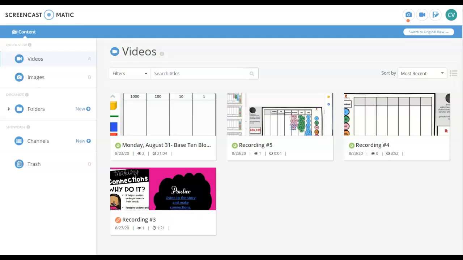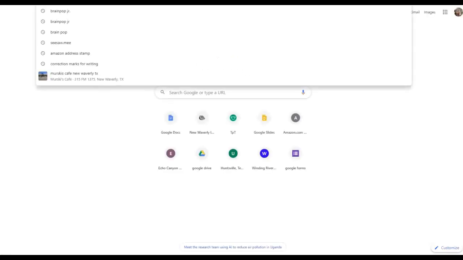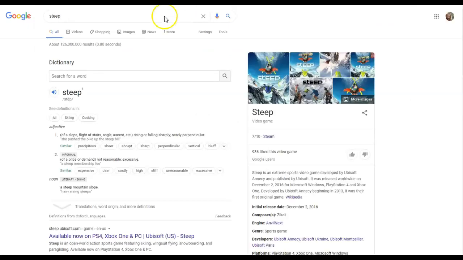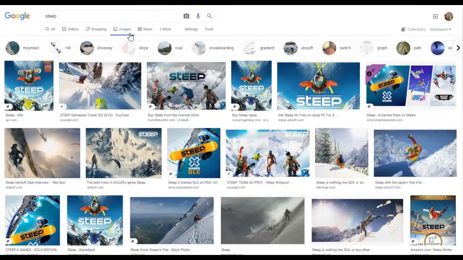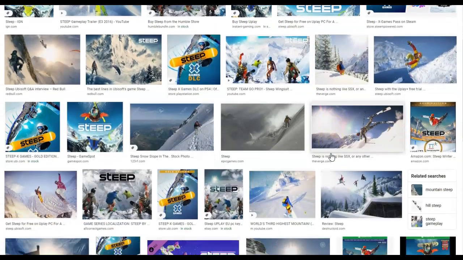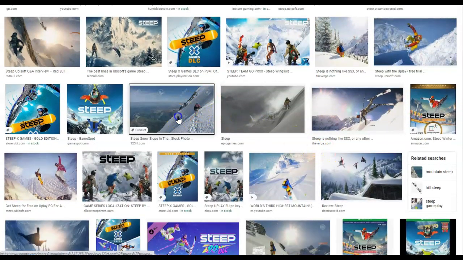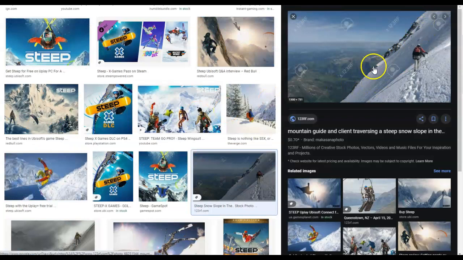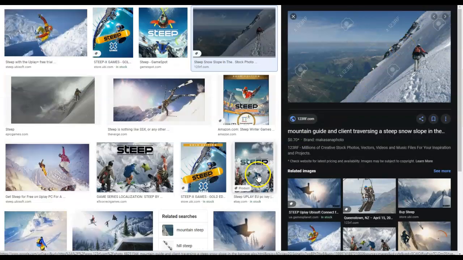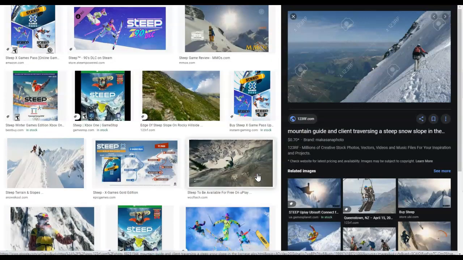So we're going to look at a picture of what steep might look like. Okay, so as you can see, this mountain is going almost straight up and down. So that's what steep means. It's not a gradual slope.